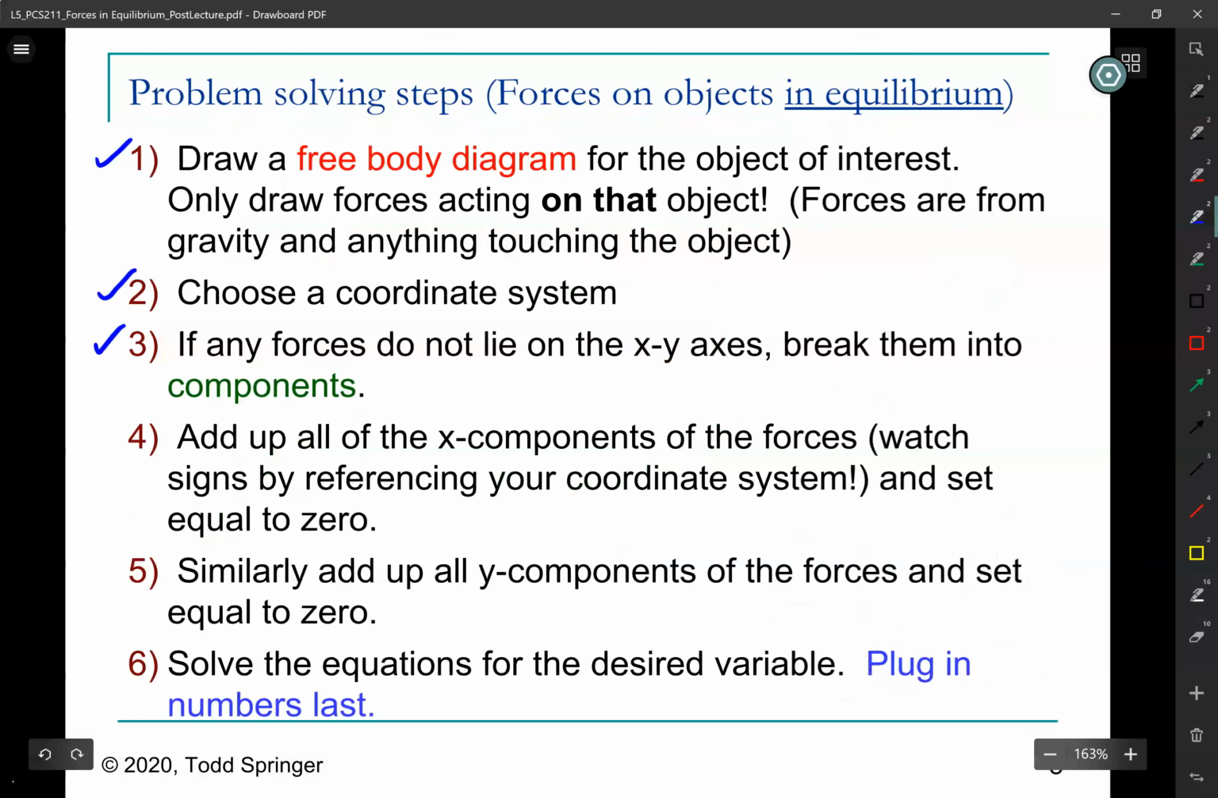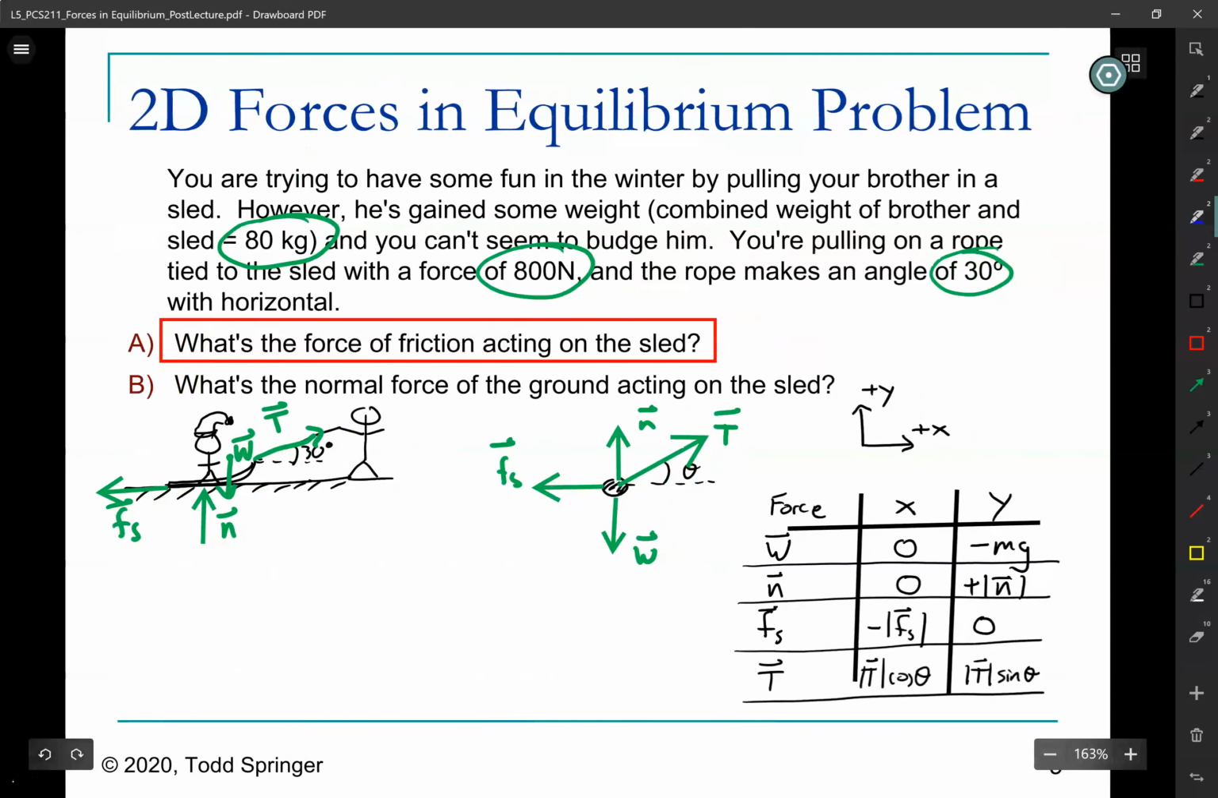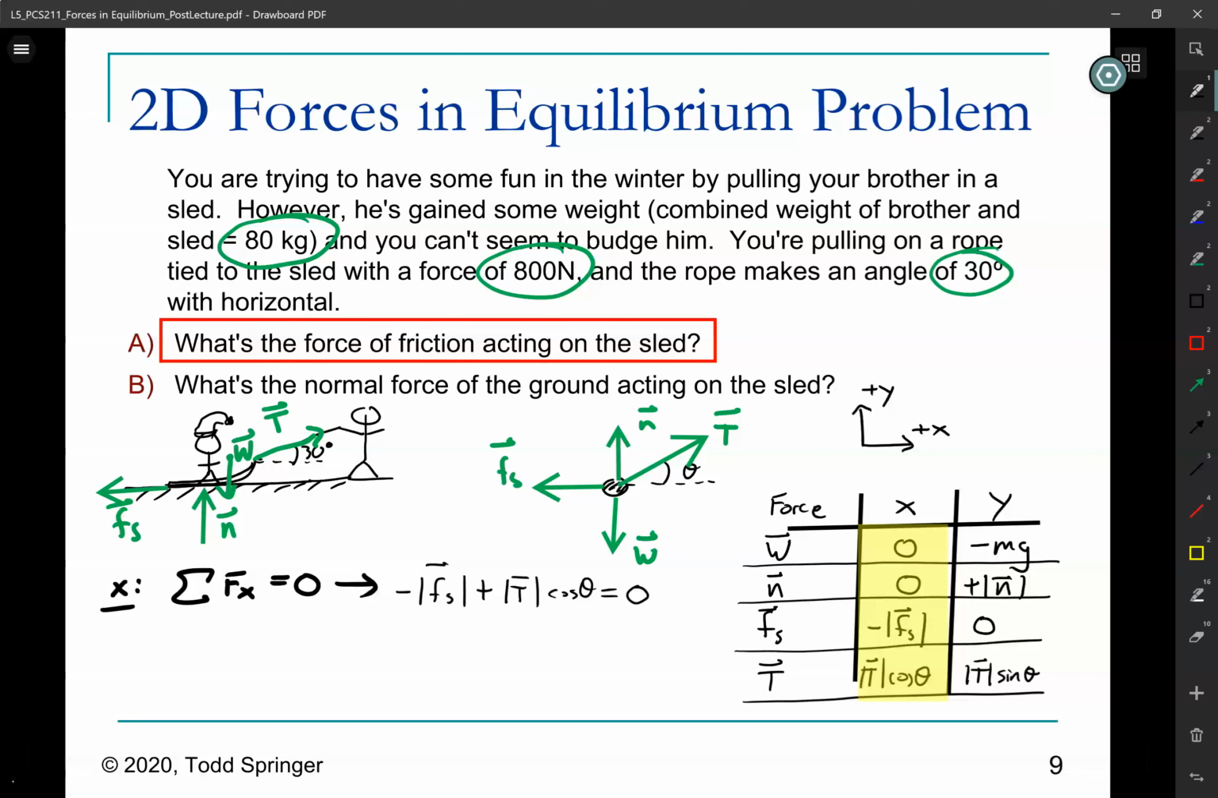So I did this. Now, add up all the x components and set equal to 0. So all I have to do here for my x direction is add up all of the forces in the x direction and set it equal to 0. That just means I add up all of the things in this column and set it equal to 0. So what do I have? The first two terms are 0. I have minus the magnitude of the static friction force plus T cosine theta equals 0. I added up all the forces in the x direction and set it equal to 0.